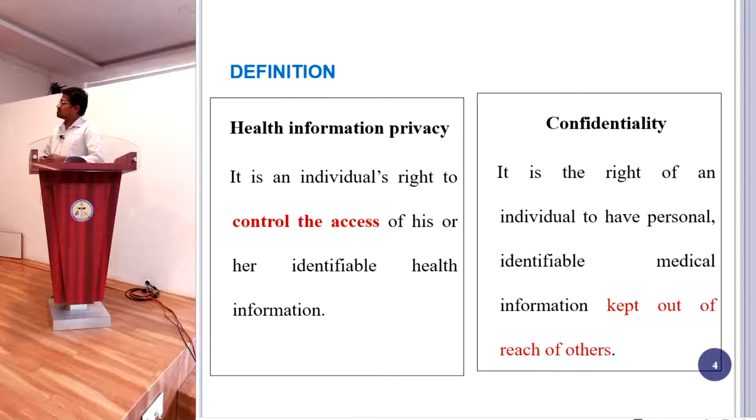So definition. Here there are two interrelated words: privacy and confidentiality. What is privacy? It is an individual's right to control the access to his or her identifiable health information. And confidentiality is the right of an individual to have personal identifiable medical information kept out of reach of others. So the keywords are: control the access, that is privacy, and confidentiality is keeping the medical records out of the reach of others. So these two are interrelated words.